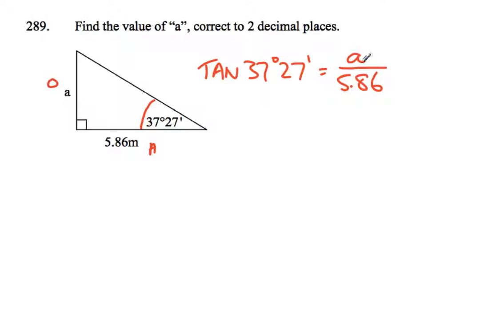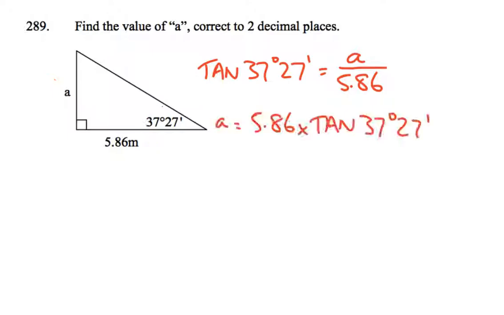Now to get the A on its own, we're going to multiply both sides by 5.86, so it's almost like it moves over here and multiplies the tan bit there, 5.86 times the tan section. We'll type all that into our calculator and they ask us to round it off to 2 decimal places. So we decided it's a tan question, so the rest of the question is filling out the tan ratio of opposite over adjacent and getting the letter on its own. 4.49 rounded off to 2 decimal places we should be getting there.